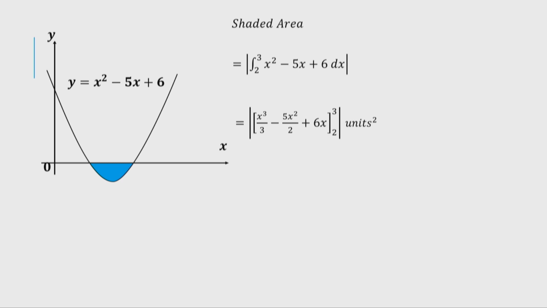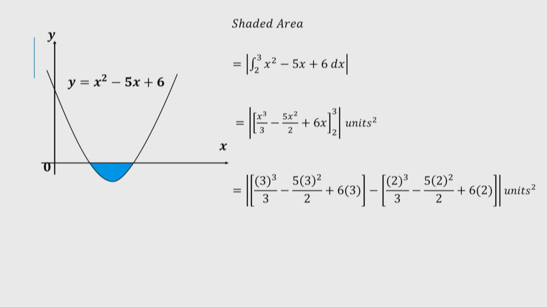Integrating the function, we get x^3 over 3 minus 5x^2 over 2 plus 6x between the limits 2 and 3. Substituting the limits, we get 3^3 over 3 minus 5 multiplied by 3^2 over 2 plus 6 multiplied by 3, minus 2^3 over 3 minus 5 multiplied by 2^2 over 2 plus 6 multiplied by 2. Evaluating this, we get 1/6 units squared.